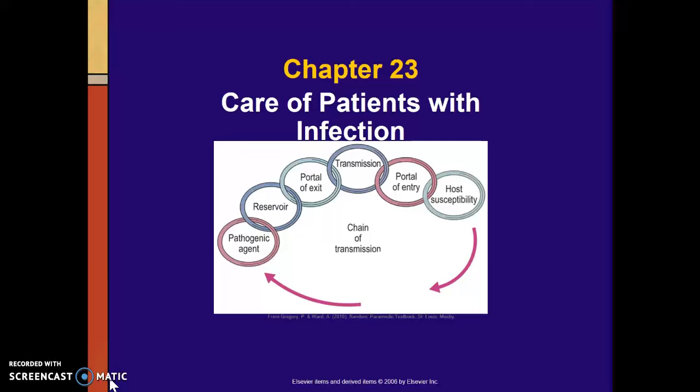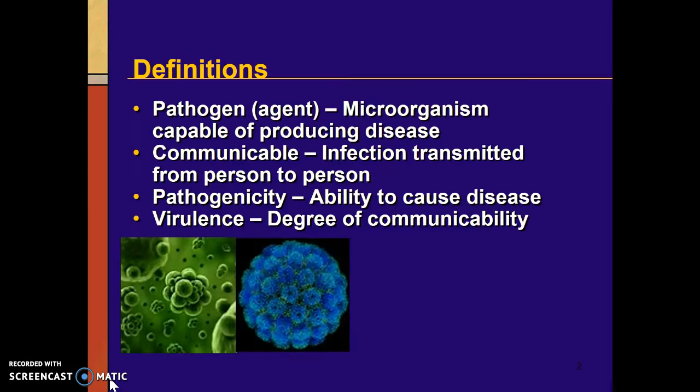We're going to run through a quick clip related to care of patients with infection. These are some of the definitions from your book. Knowing that a pathogen is an actual agent, a type of microorganism or germ, that is capable of producing disease. The term communicable deals with the ability for infection to be transmitted from one person to the other.